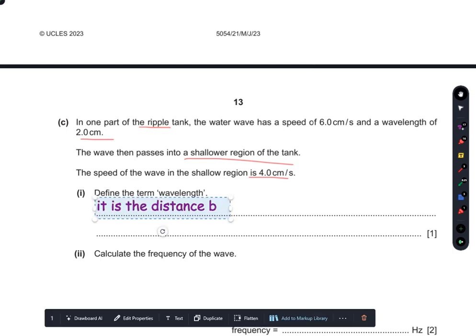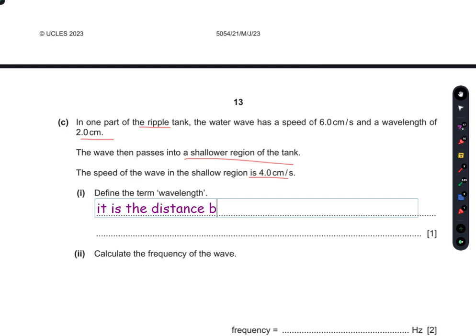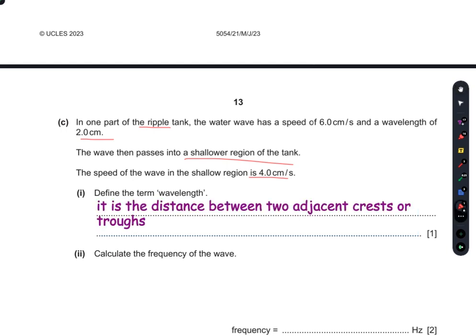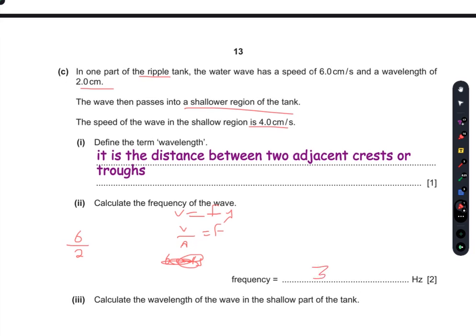It is the distance between two adjacent crests or troughs, whatever you take, is the wavelength. Calculate the frequency of the wave. You have the formula V equals F lambda, so V over lambda gives you F. The velocity is 6 centimeters per second. Ignore the units. 6 divided by 2, so the frequency would be 3 hertz.